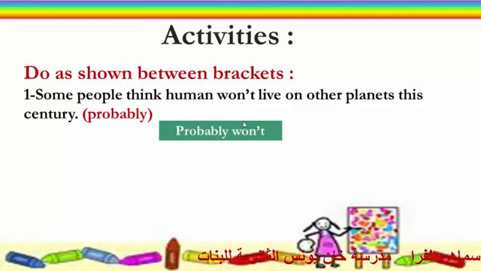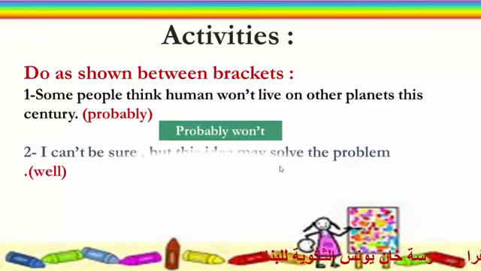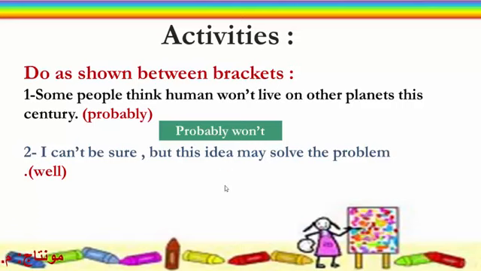Okay, let's have the second example here. I can't be sure, but this idea may solve the problem. Look, can't be sure and may. So, if we want to increase the possibility, we said that we should use well. How can we use well here for this sentence? Okay, just think and write the answer.